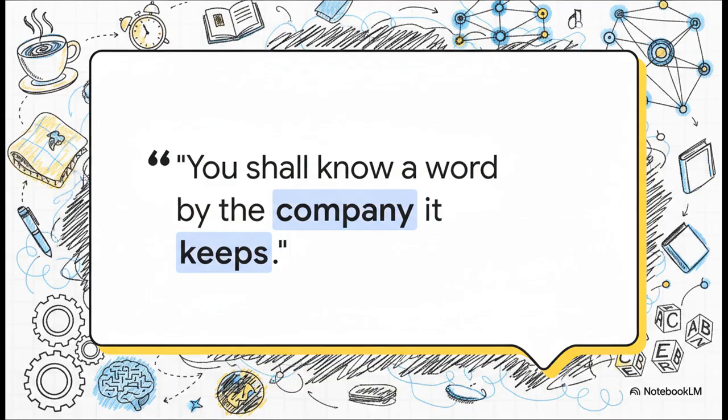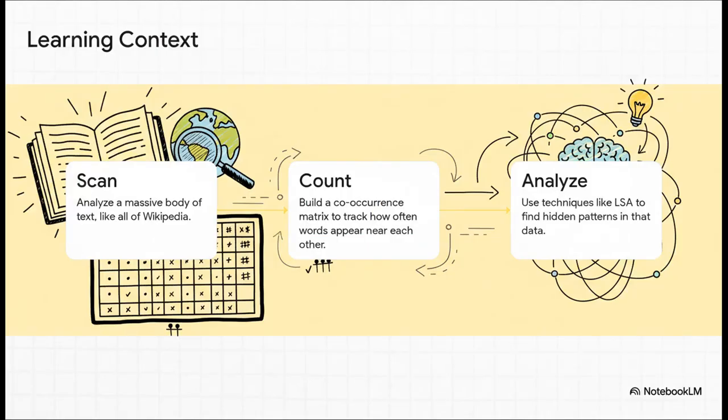Context is literally everything. So how does a computer actually do that? Well, first, it scans a ridiculous amount of text. We're talking all of Wikipedia, for example. Then it starts counting. It builds this giant chart, tracking how often certain words appear next to each other. And finally, it uses some seriously heavy-duty math to analyze all that data and find all the hidden patterns and relationships between words.